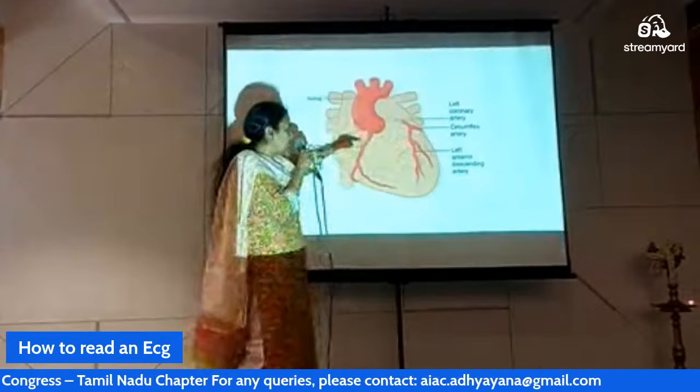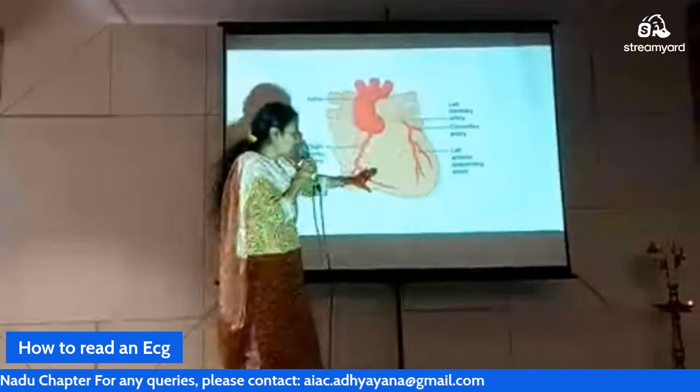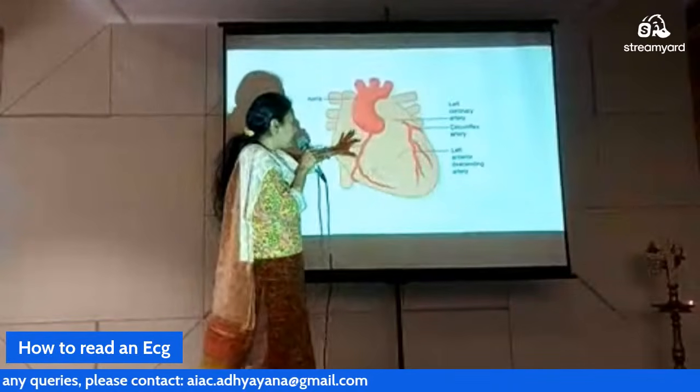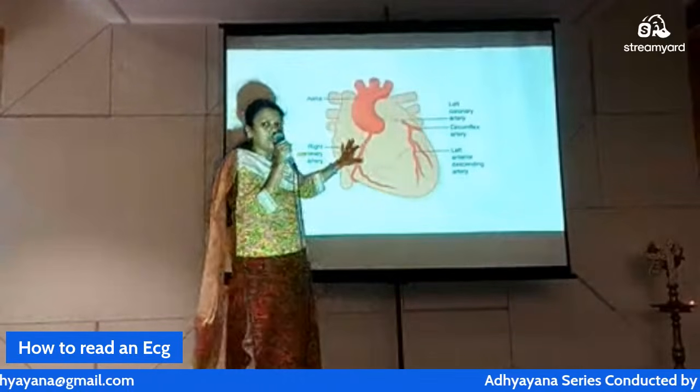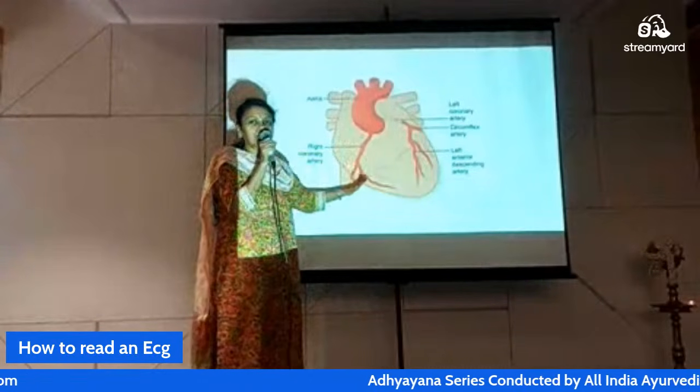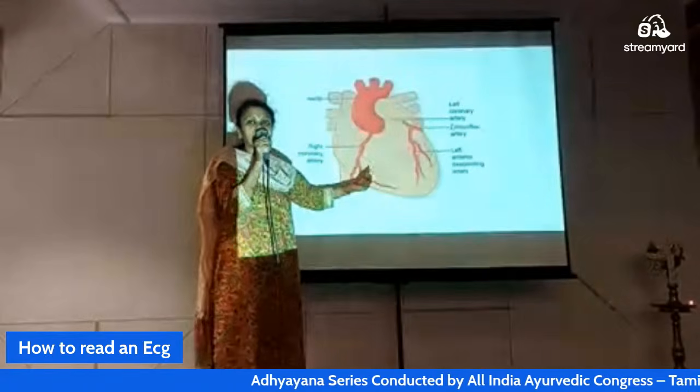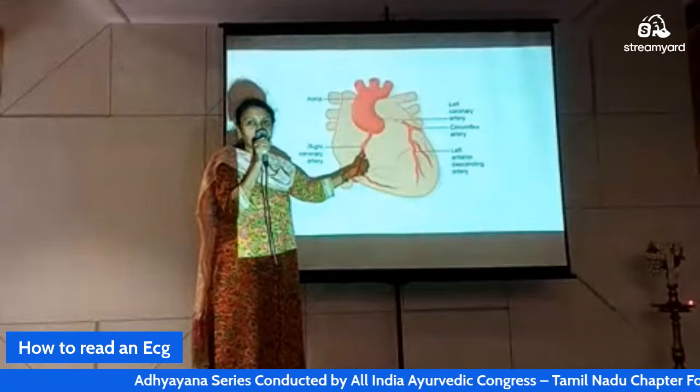Next, this right coronary artery is supplying the right side of the heart. So when this artery gets blocked, you will have ST elevation in lead 2, 3 and aVF. So the right coronary artery is blocked, the right side of the heart does not get oxygenated blood, so you get a myocardial infarction.